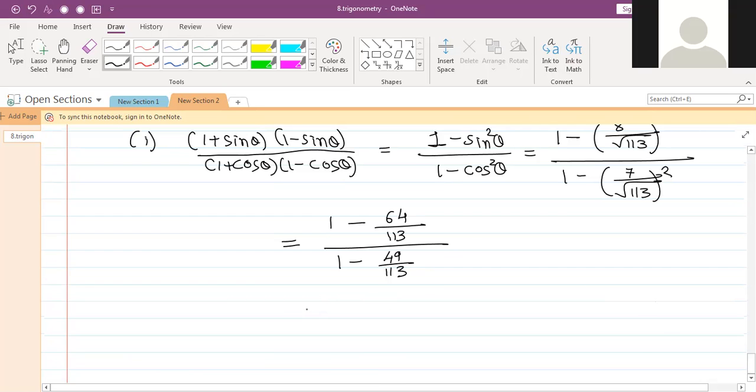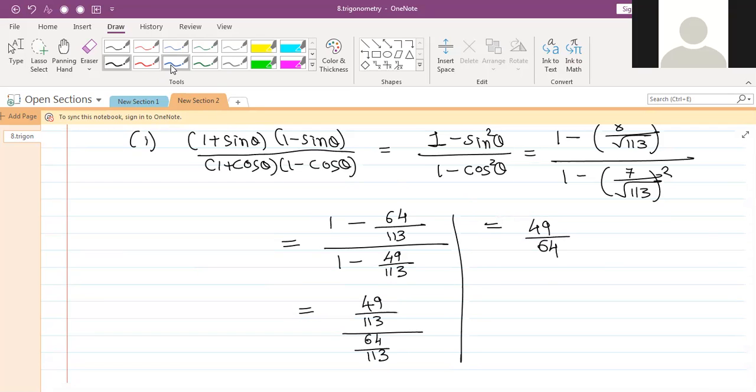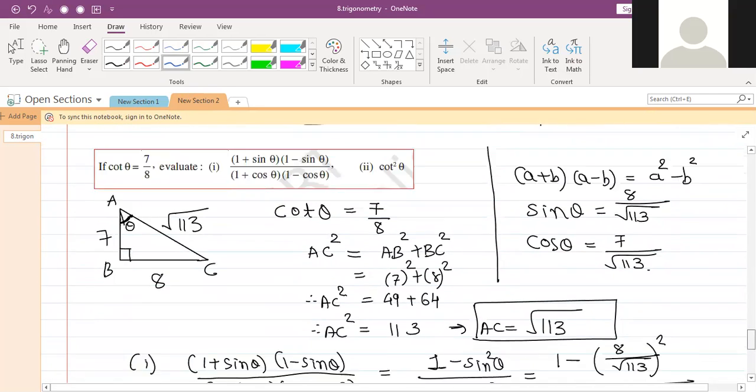Now here we can take 113 as the LCM. So 113 minus 64 in numerator, that is 49 upon 113. Similarly here 113 minus 49, that is 64 upon 113. And if we simplify this one, we get 49 upon 64. Understand? Yes, sir. Okay. Second, we have to find cot square theta.